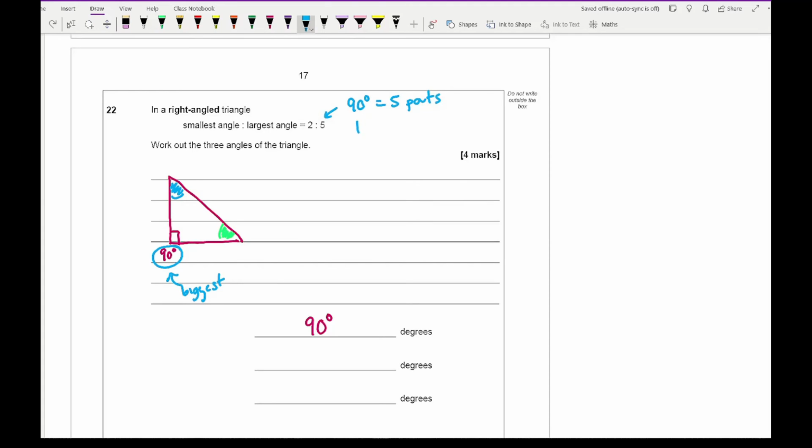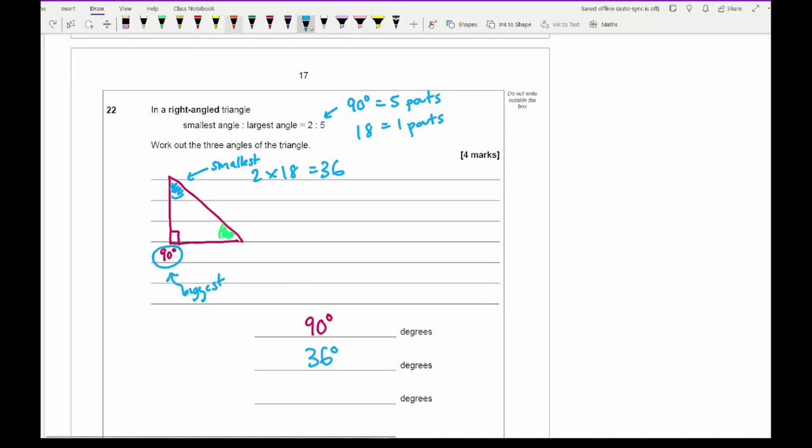So then 1 part, let's just get rid of that one on the other side. So 1 part is going to be 90 divided by 5. And how many 5s go into 90? Well, that's going to be 18. So to work out what the smallest angle is, which I'm going to say is the blue one, that's going to be 2 lots of 18, which is 36 degrees.